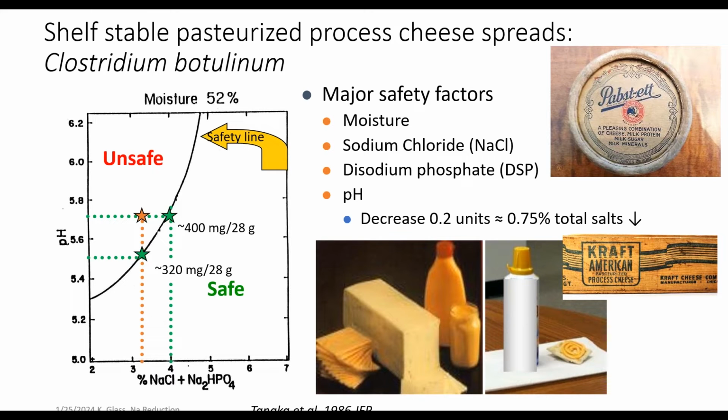Processed cheese products were initially developed over 100 years ago and now include a variety of forms such as slices, spreads, sauces, and dips that are marketed worldwide.